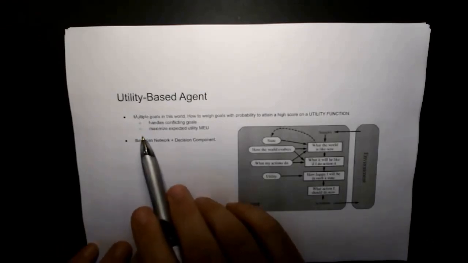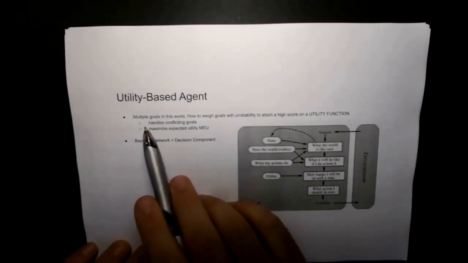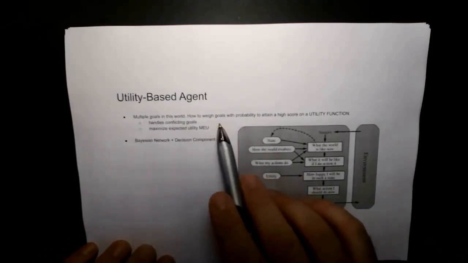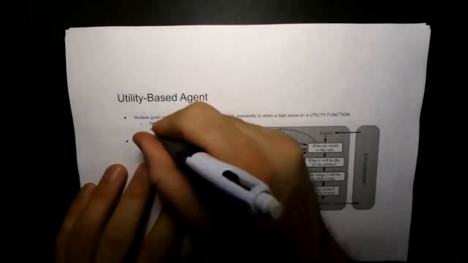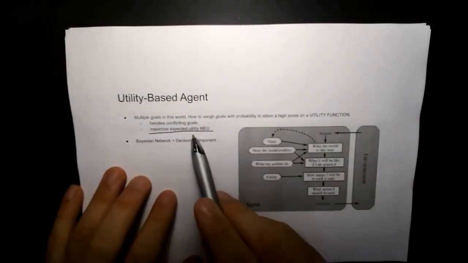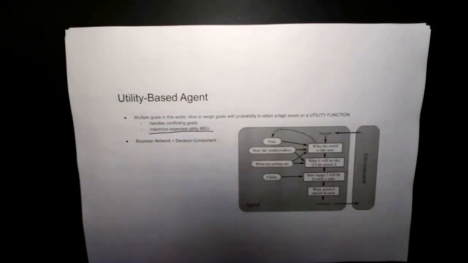So if we have multiple goals, how do we weigh goals and probability to attain the highest utility function or performance measure? The way this tends to work is to maximize expected utility, and that can handle conflicting goals. The problem with maximizing expected utility is that it's not as discrete, so you have to step away from first order logic or logical representations; it's harder to do with those.